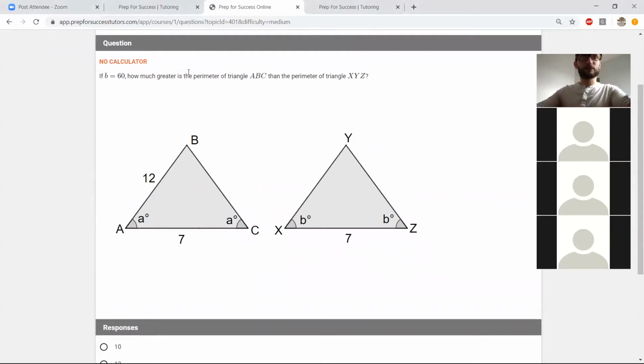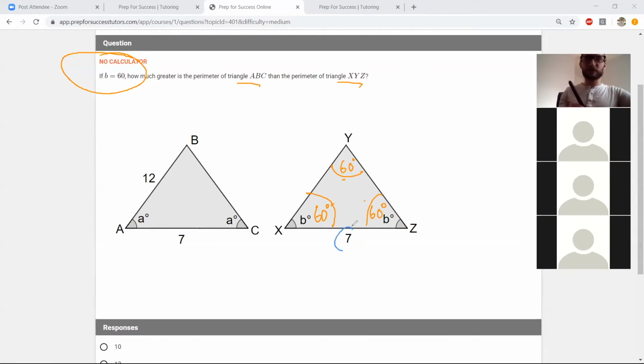So here they're saying B equals 60. So what is B? What's lowercase b? Right here. These are lowercase b. So they're saying those angles are 60. So this is 60, and this is 60. Then they're saying how much greater is the perimeter of ABC than the perimeter of XYZ? So think about it. If this is 60 and this is 60, that's 120. That means this angle here also has to be 60. So if these angles are all 60, you have 60, 60, 60. That means that triangle is something called equilateral, which means all the sides are the same.